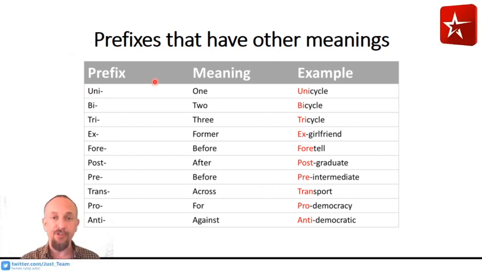We had uni, which means one. The example was unicycle. Then we had bi, meaning two. The example we gave last week or the week before was bicycle. Then we have tri, meaning three, for example, tricycle. Then we had ex, meaning former, such as ex-girlfriend. Then we had fore, meaning before, such as in foretell. Post, meaning after, postgraduate, and so on.